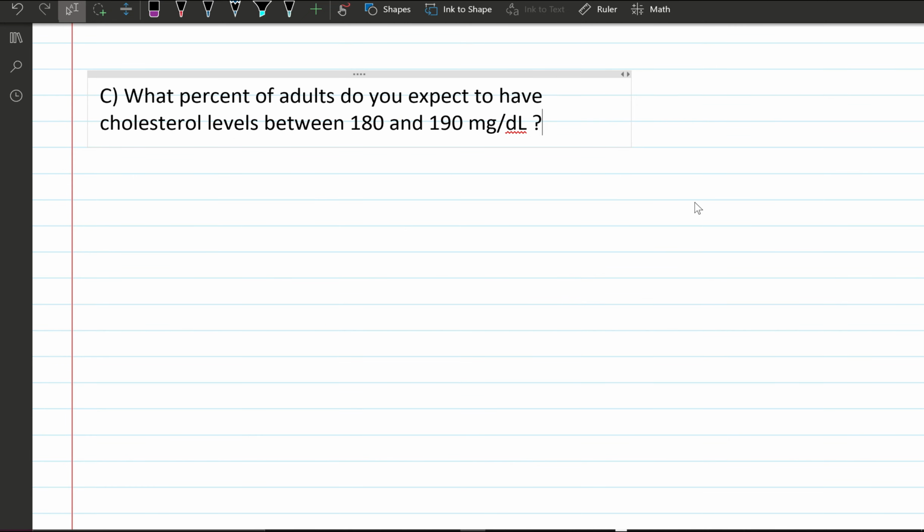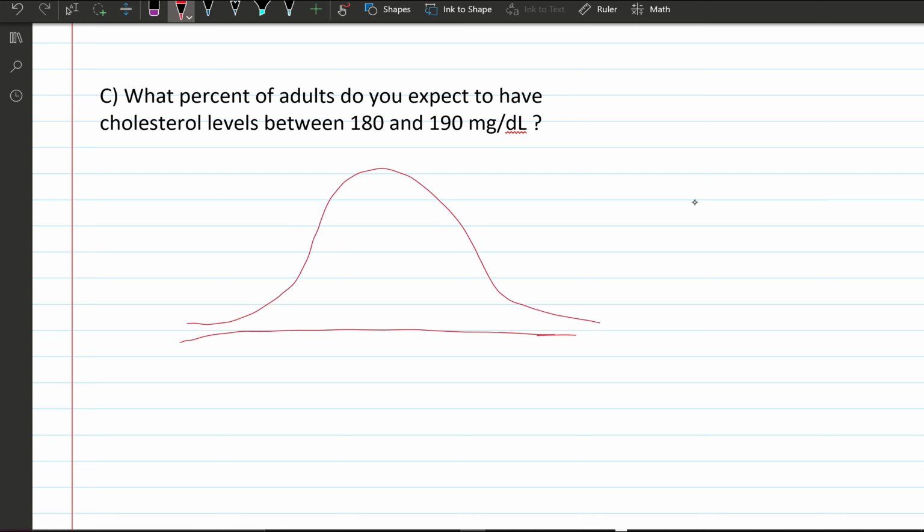The next question states, what percent of adults do you expect to have cholesterol levels between 180 and 190 milligrams per deciliter? Alright, so this is the in-between problem that I was mentioning when I looked at StatCrunch. So we're looking for the area in between those two values, 180 and 190. So the first thing I'm going to do is make a quick picture, right? I always like to draw the picture to show how it looks.